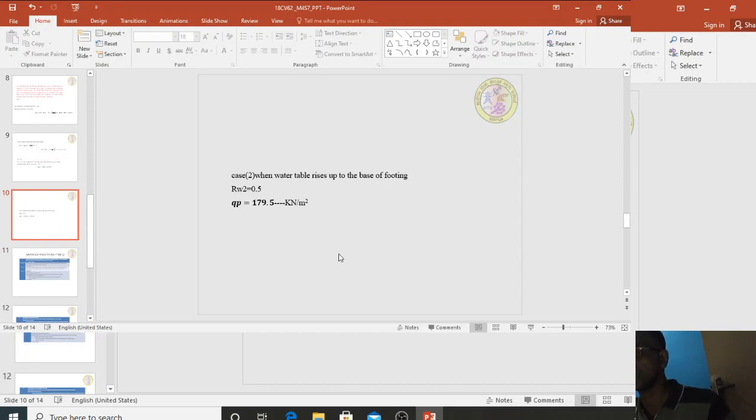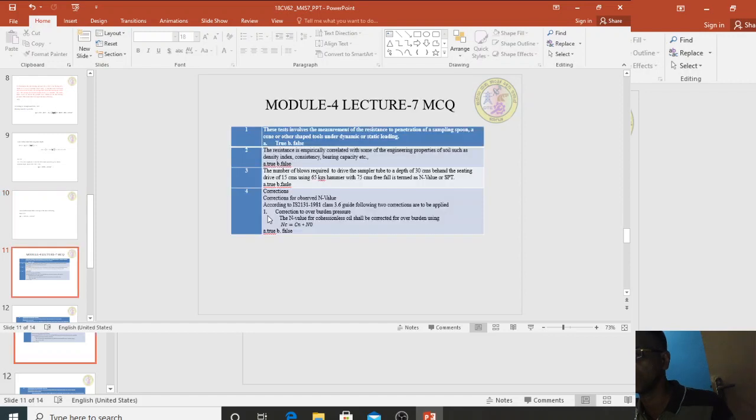Case 2 you will see when the water table rises up to the base of the footing, when Rw2 is 0.5, qp if you substitute in that equation is 179.5 kilonewton per meter square.